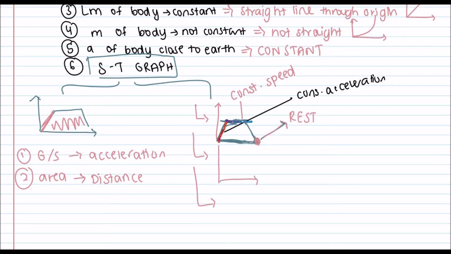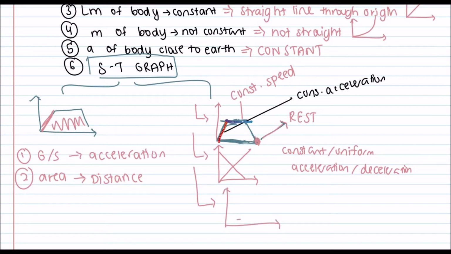The second type of graph is constant acceleration and constant deceleration. So it's constant. Another word for constant is uniform, and that is acceleration or deceleration. A third type of graph is not constant or not uniform acceleration and deceleration. Either you can say not constant, or you can say changing speed.